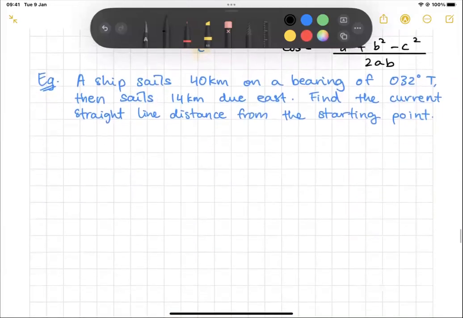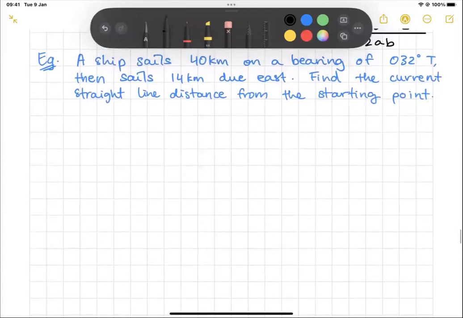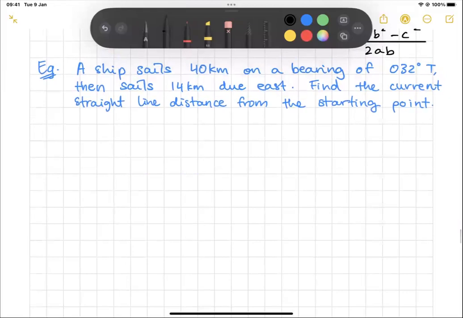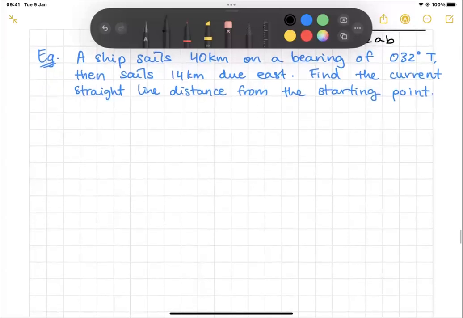That's my little review. Let's go into our question. A ship sails 40 kilometers on a bearing of 32 degrees true bearing, then sails 40 kilometers due east. Find the current straight line distance from the starting point. I need to draw a diagram. In trigonometry, you always need to draw a diagram. Let's say this point here is my starting point. This is where my ship starts, and it sails 40 kilometers. Let's say that is a elongated line. That is 40 kilometers.